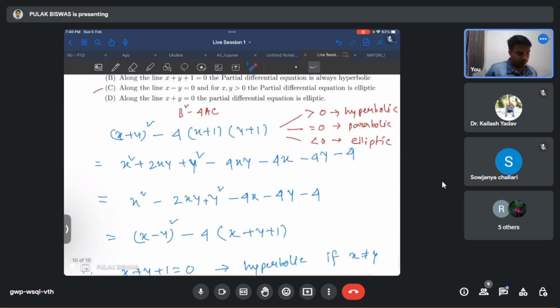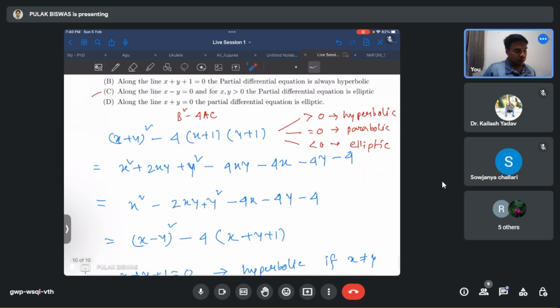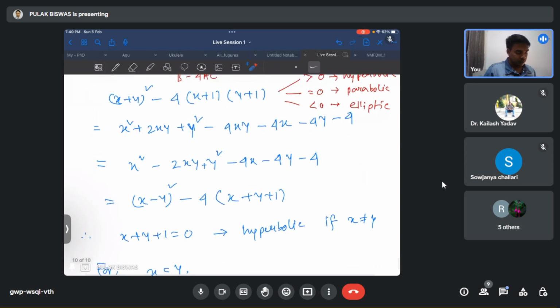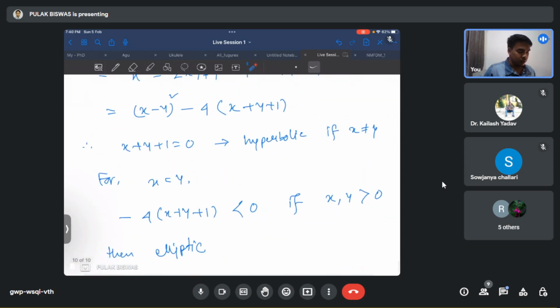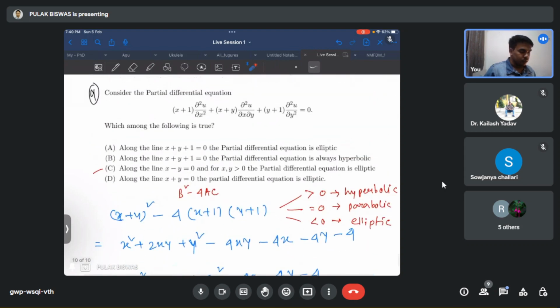So we see the options. There are two cases, and this is the answer that is coming. Some condition is there, otherwise it will not be always hyperbolic, and also for elliptic a specific condition is needed. You can check the other options in that way as well, for the eigenvalue.